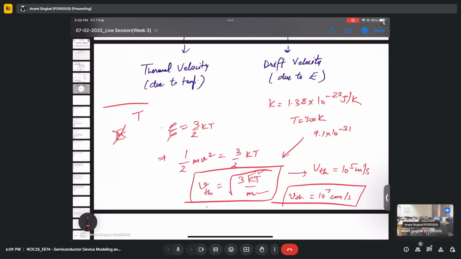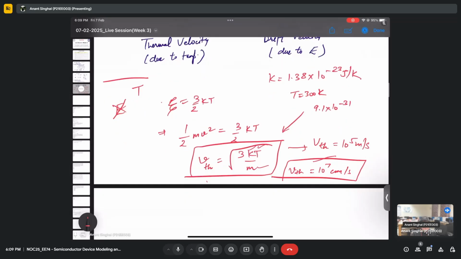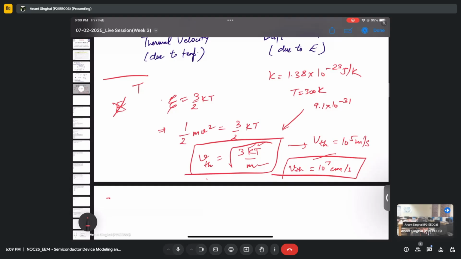So what I can say is, at room temperature, the thermal velocity of an electron is 10^7 centimeter per second. I hope this is very clear, and the electrons in a semiconductor are therefore moving rapidly. You see, this velocity is quite high. You might know that the speed of light, which is very high, is around 3 × 10^8 meter per second. It is quite close to this. There is some order difference, but yeah, it is very high. So we know now that electrons are moving very rapidly.